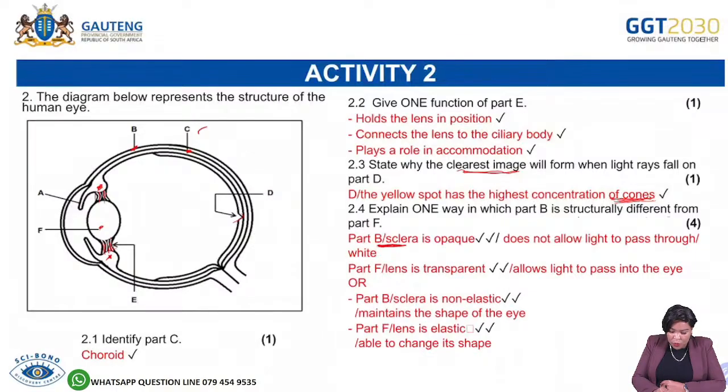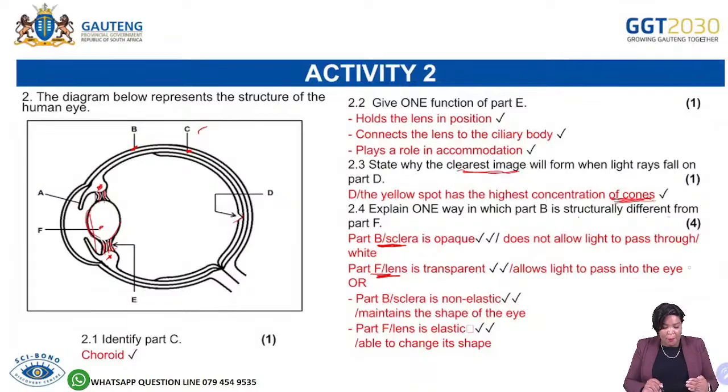Part B, which is the sclera, you learned that it is opaque. Opaque in color. That is now the color that we can use to describe the color of the sclera. And therefore, because it is opaque, it does not allow light to pass through, because opaque means sort of like white, so it does not allow light to pass through. Whereas part F, which is the lens, is transparent. Remember, you learned that the lens is transparent. You need it to be transparent because therefore it is going to allow light to pass through into the eye.